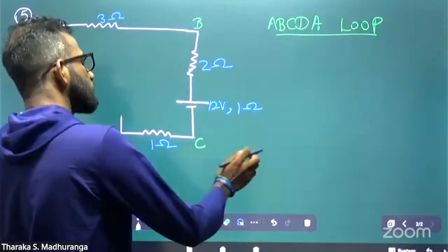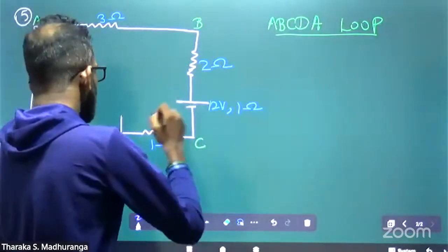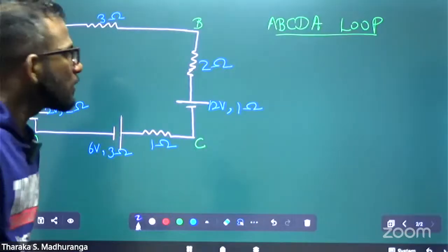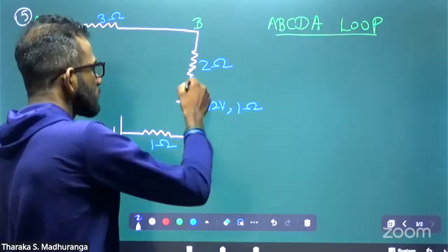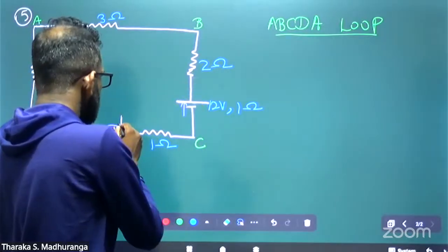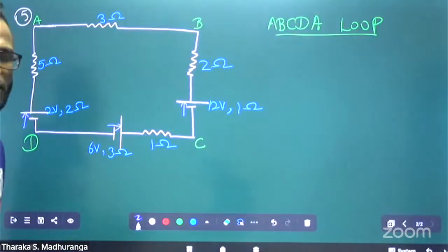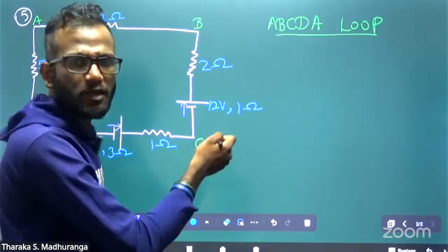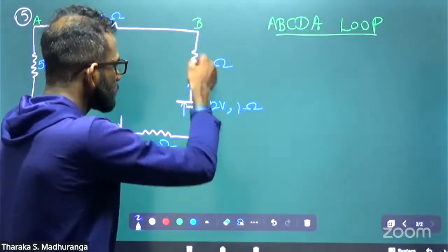Okay, what is your next step? Mark the current direction. Now you have 3 cells here. I'm going to start marking the current direction. First, the electromotive force direction. Then the current direction. You can start with any cell, but I'm going to start with the higher voltage battery. Then positive side to negative side.